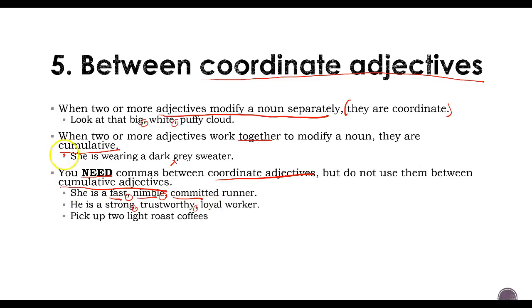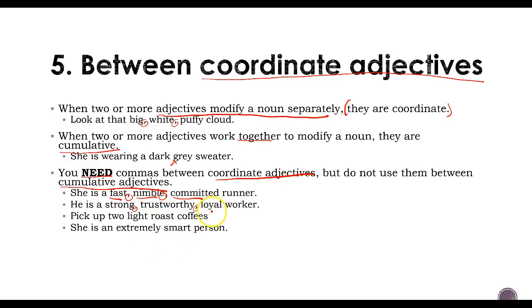Take a look at the other example. Pick up 2 light roast coffees. So in this case, 2 light roast are all building off of one another to describe the coffee. So 2 light roast coffees wouldn't have commas in between because you need each of these to work together to describe the coffee. Pick up 2 light roast coffees. So no commas in there. Let's look at another one. She is an extremely smart person. So extremely describes smart, which describes the person. So these again are cumulative. They're building one off the other, so you don't use commas in between.